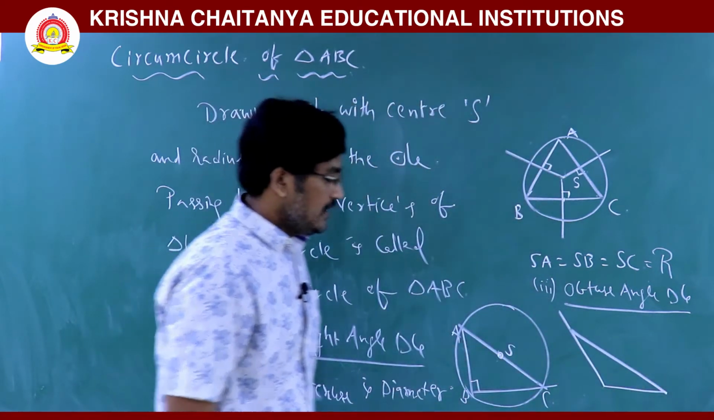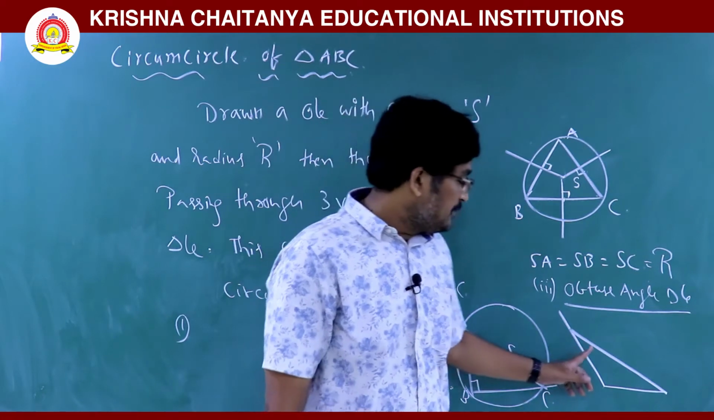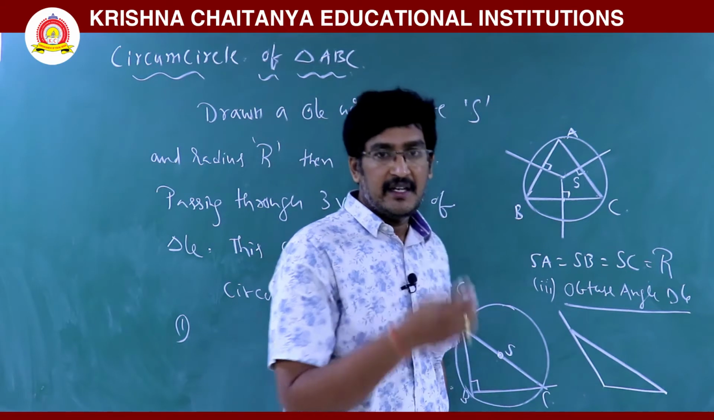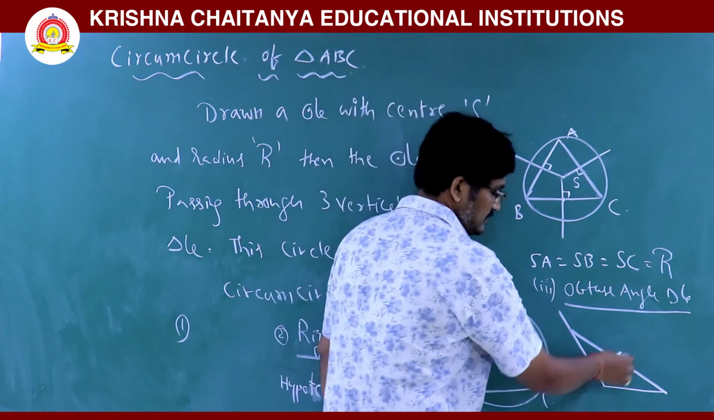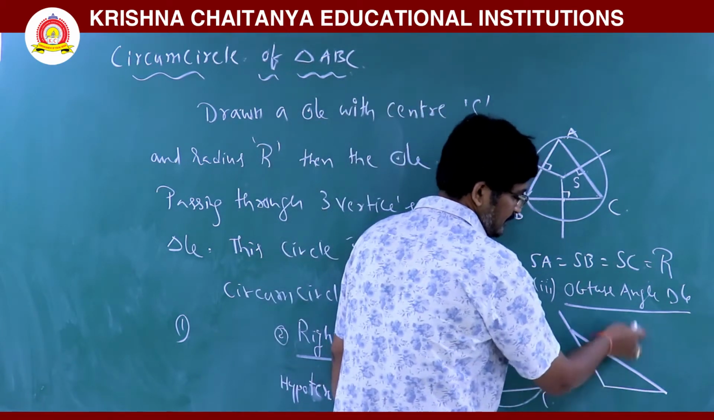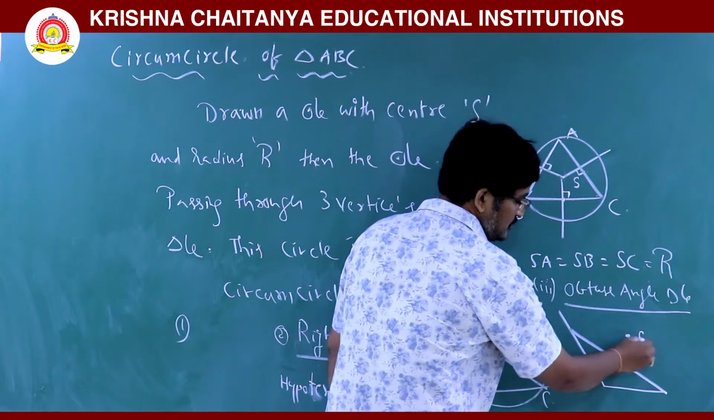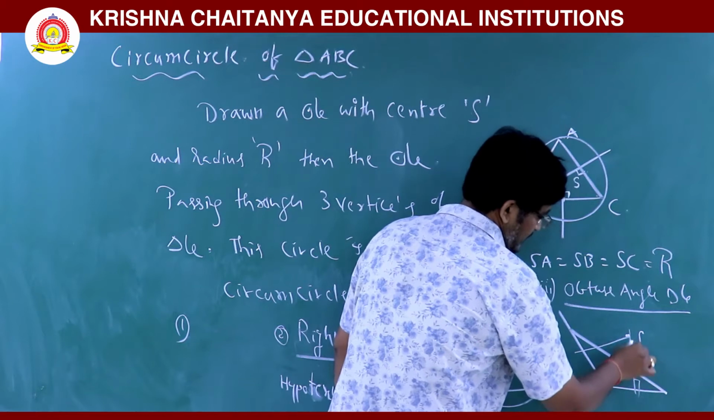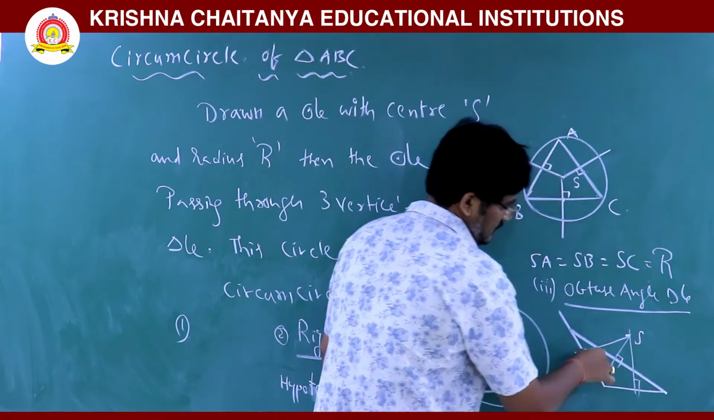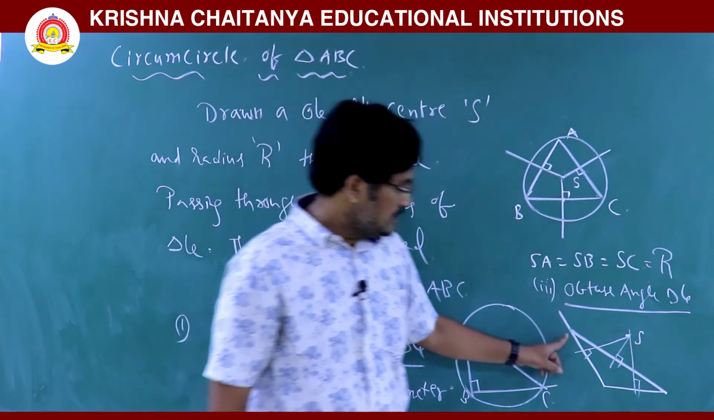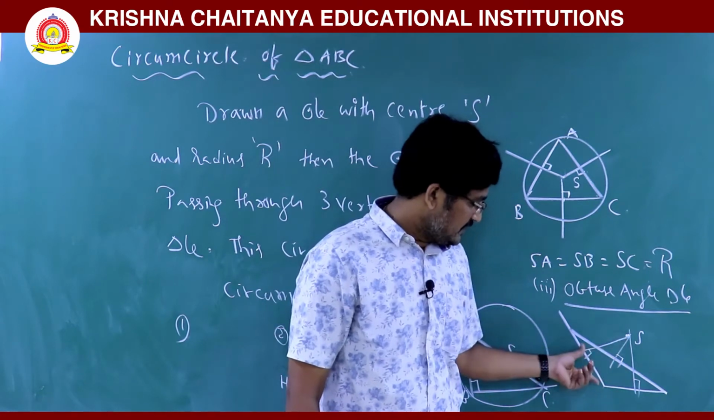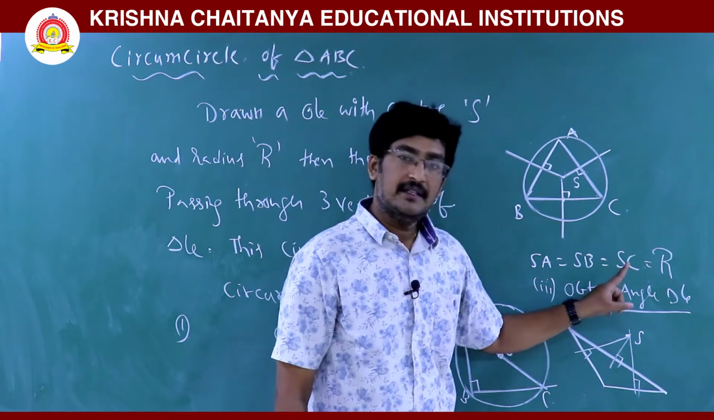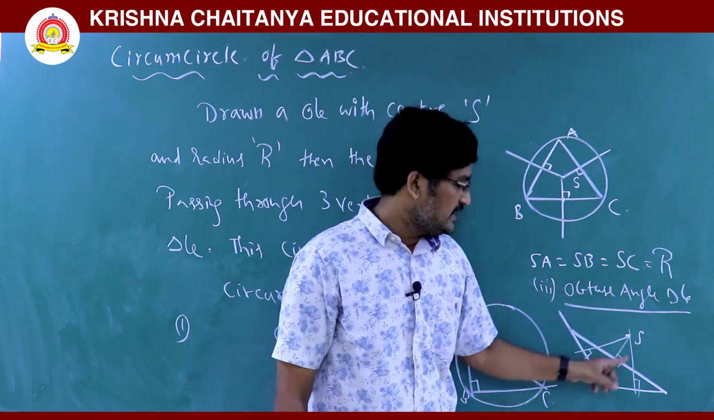Already you know, for an obtuse angle triangle, the circumcenter will be located outside of the triangle. So, it may be like this. It is a perpendicular bisector. This should be S. These three are the perpendicular bisectors of this side, this side, and this side. Those three are concurrent here.